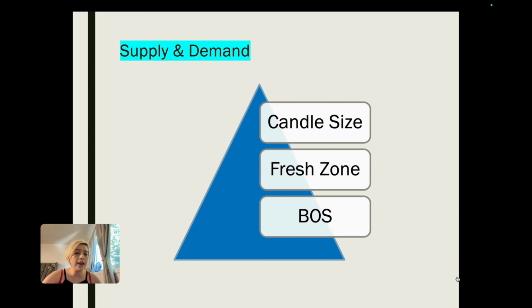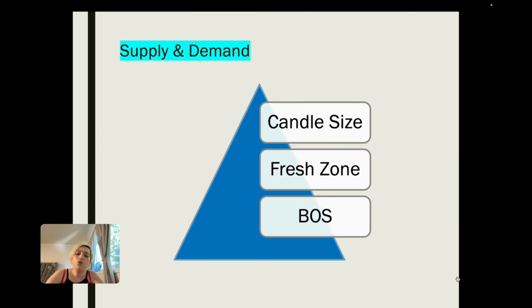There are three main criteria for identifying valid high quality S&D zones. First, look at the candle size. If you see large, clean candles moving strongly in the same direction, it often indicates strong institutional activities.